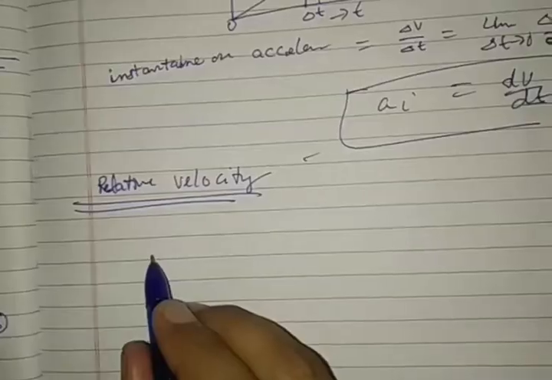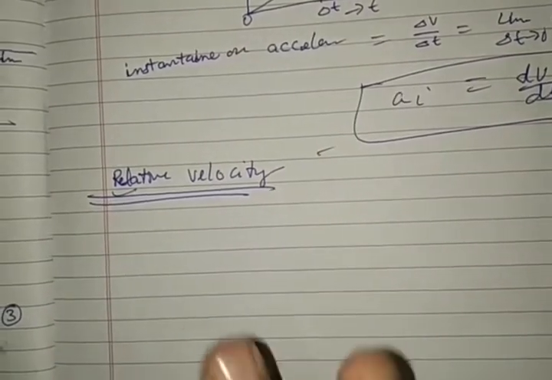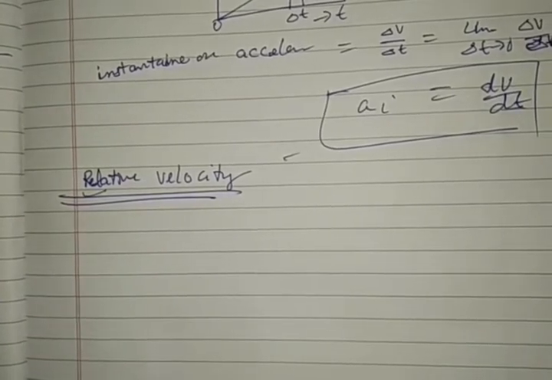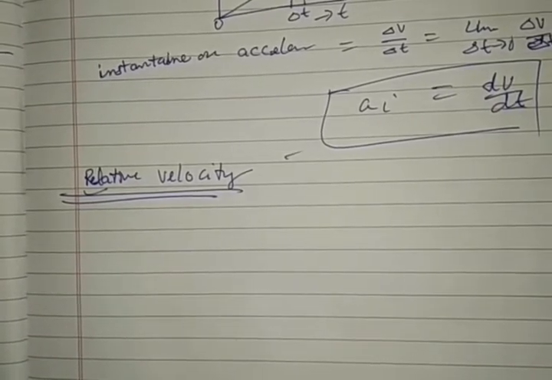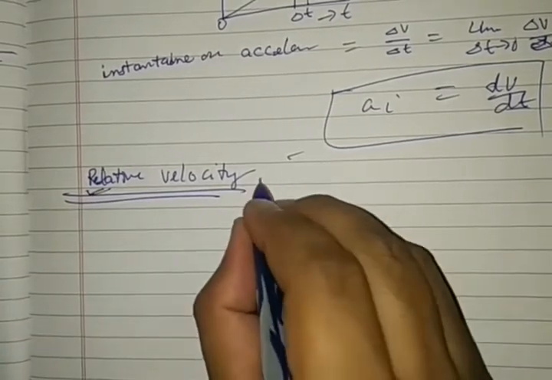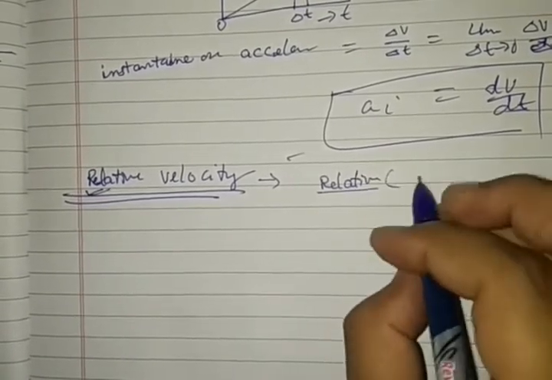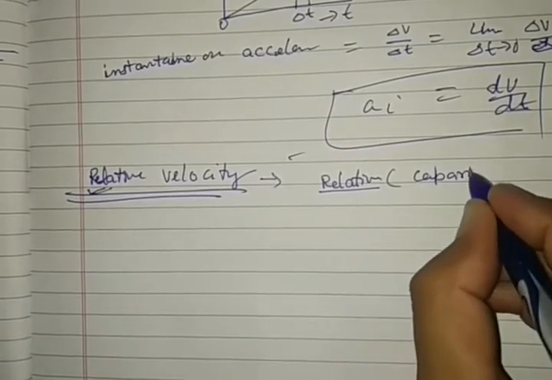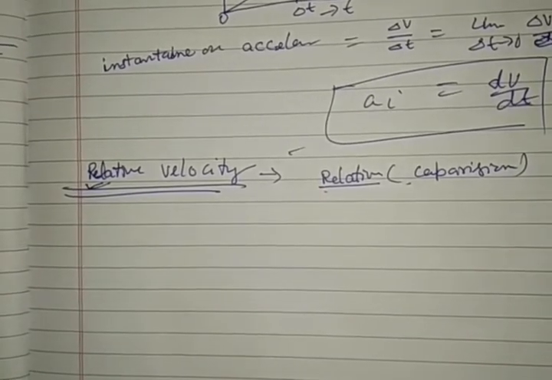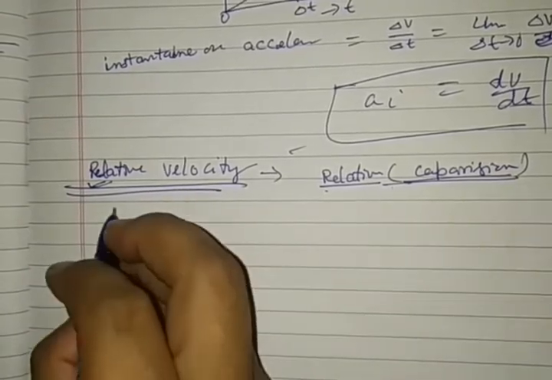Now we want to see the relative velocity. See the concept of relative velocity. This is very important. See very carefully. Before understanding relative velocity, first of all understand the meaning of the word relative. Relative means comparison, a correlation between two.